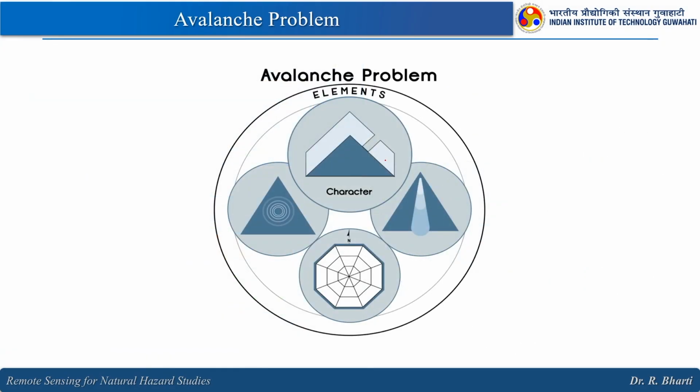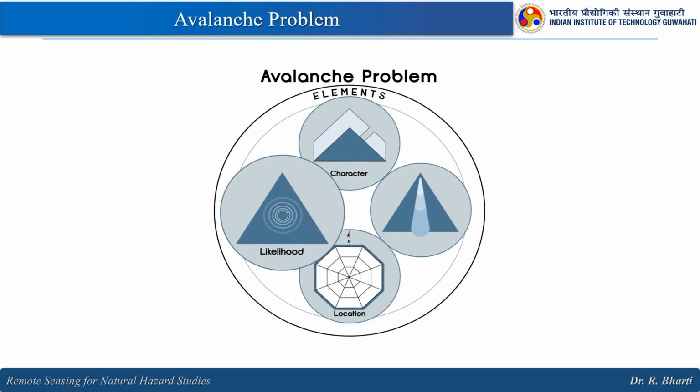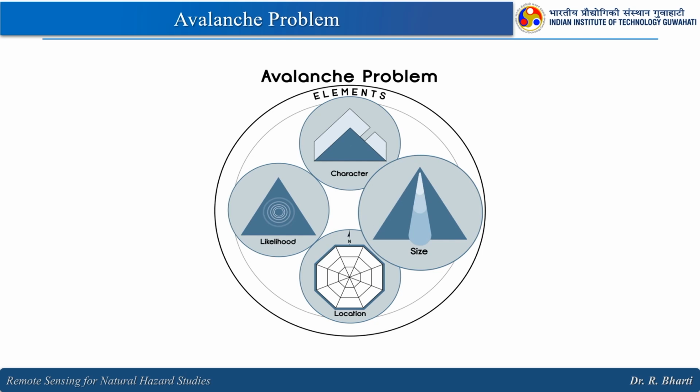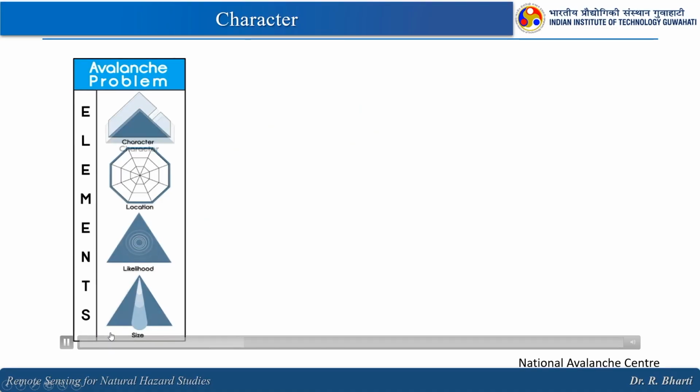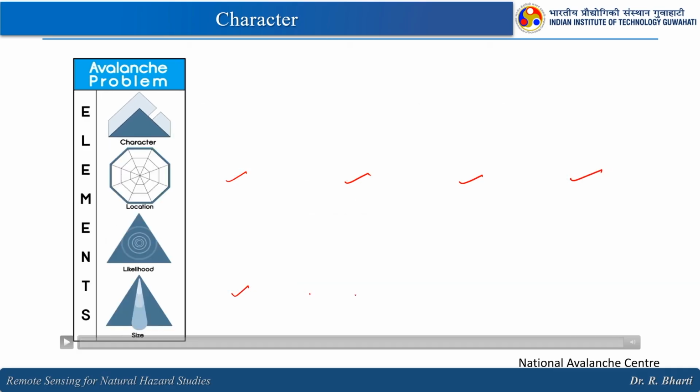You can see that in the avalanche problem, the character plays a very important role. Then we have location, what is the location of the avalanche, then likelihood, what is the probability, and finally the size of the avalanche, which will help you to understand the disaster or the fatalities caused by this particular avalanche. Here you can see the different elements of the character: loose wet, wind slab, storm slab, gliding, the cornices, loose dry, all are listed.